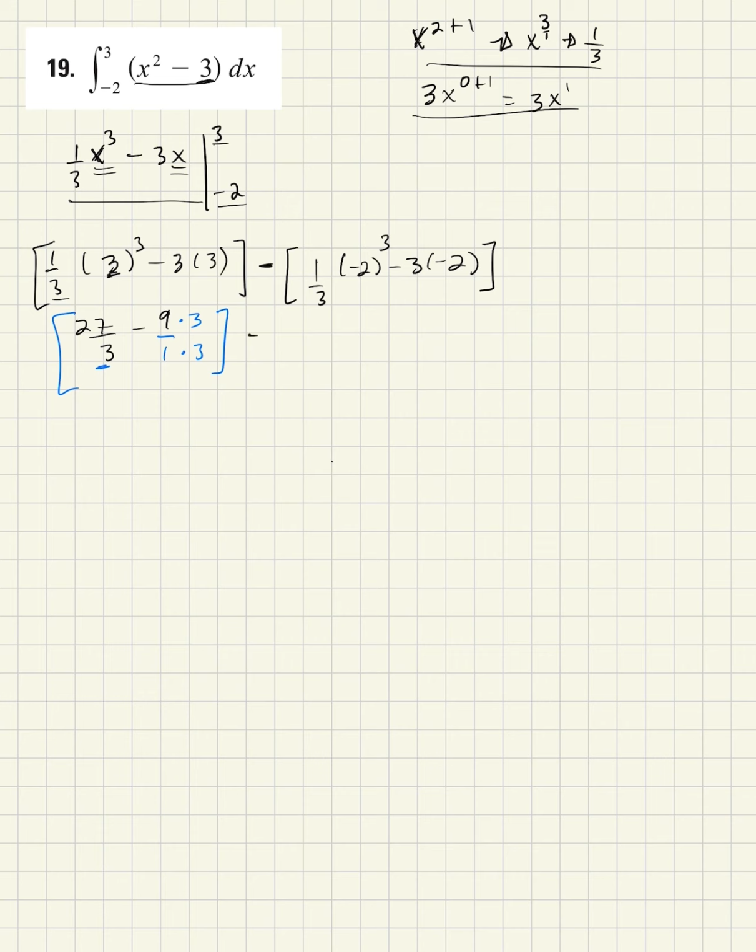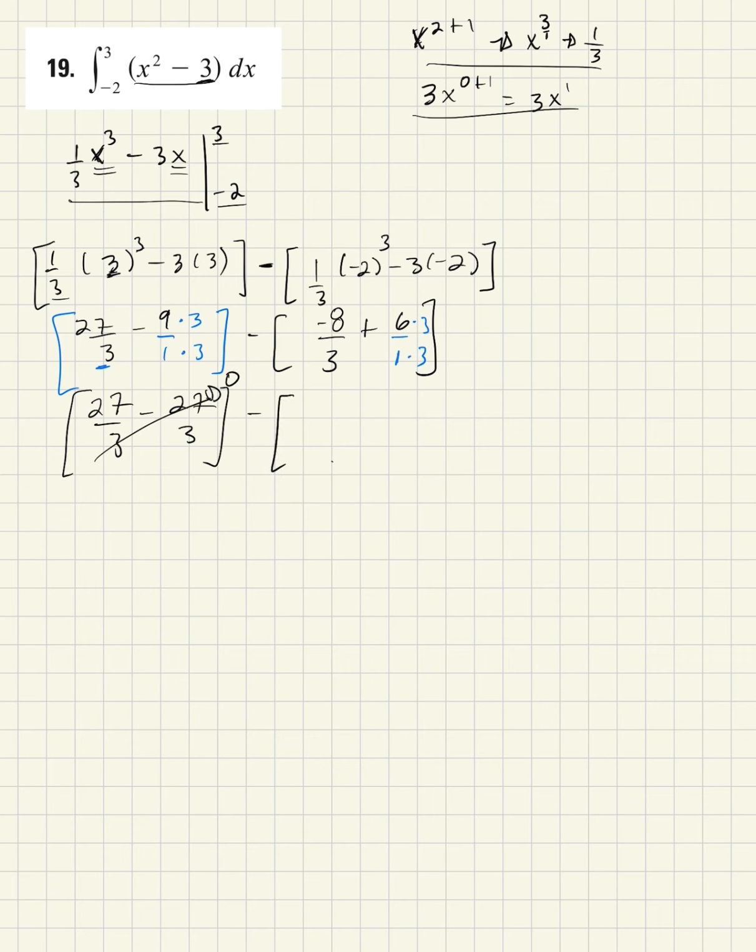So then that's gonna be minus -2 raised to the 3, that's -8 over 3 plus 6. -3 times -2 is 6. Again, common denominator, this over 1, it's 3. Multiply top and bottom by 3. So then what I end up with over here is just going to be 27 over 3 minus 27 over 3. So this entire thing is just going to go to 0, cancels out.